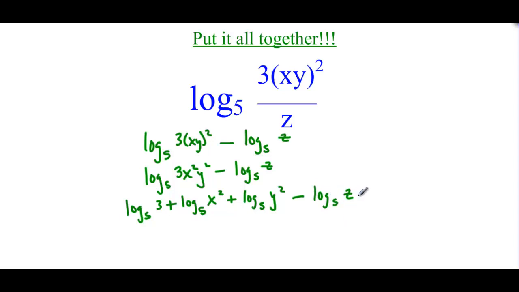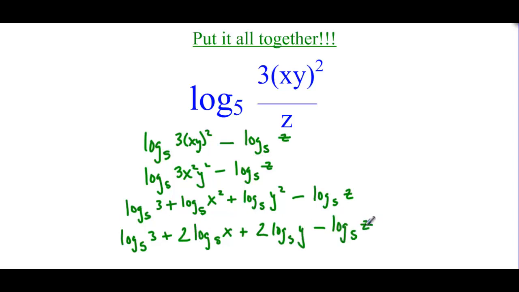Okay? So now what do I have to do? Well, these two I have exponents. So I can leave log base 5 of 3 by itself. But I'm going to pull that 2 out front. So we get 2 times log base 5 of x plus 2 log base 5 of y minus log base 5 of z. And that would be my final answer.